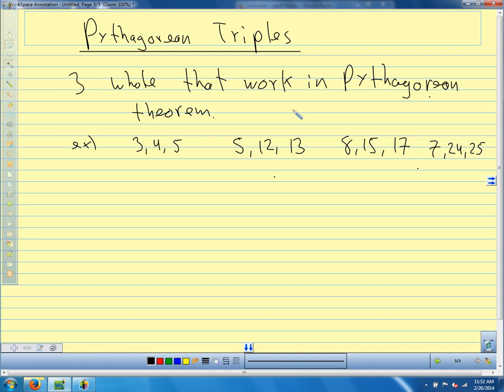So if you can remember, especially the 3, 4, 5, math classes like to use 3, 4, 5 triangles. You can remember that a 3, 4, 5 triangle is a right triangle. That'll really help you out. And multiplying any of these triples by a whole number gives us another Pythagorean triple.